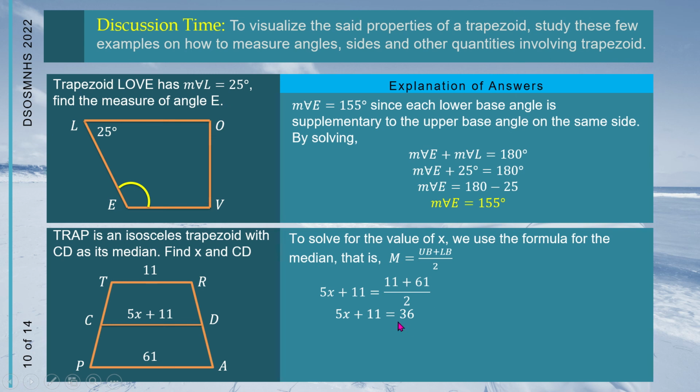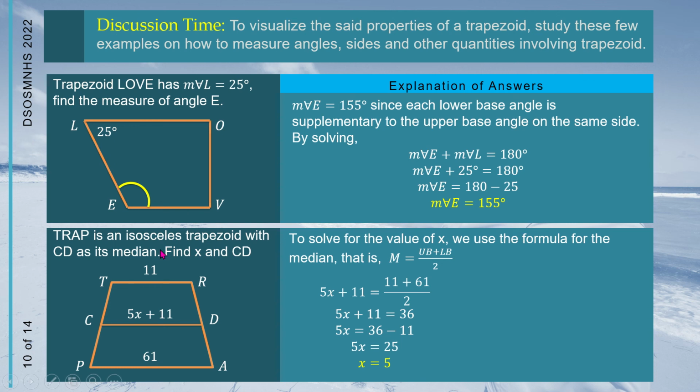So 5x plus 11 is equal to 36. Next, para to solve for x, ang kaning plus 11 inibalhin nga to sa right side mahimong minus 11. So 5x is equal to 36 minus 11. What is 36 minus 11? 25. So 5x is equal to 25. To solve for x, we divide both sides by 5. So 25 divided by 5 is 5. So therefore the value of x is 5.